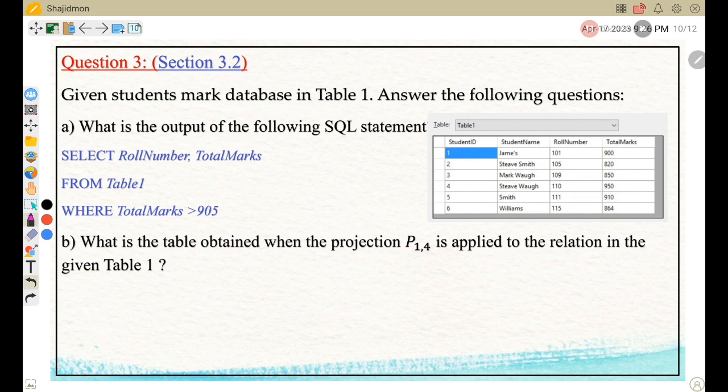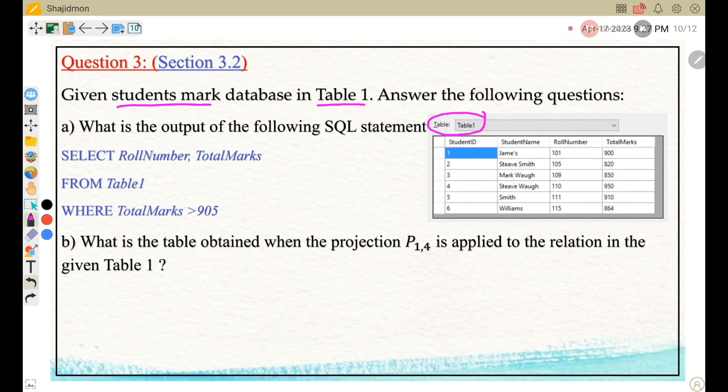Question number 3. That is a question from section number 3.2. So this is a SQL related question, structured query language. We studied this in section 3.2. The student mark database is given in table 1. See, our table is table number 1.